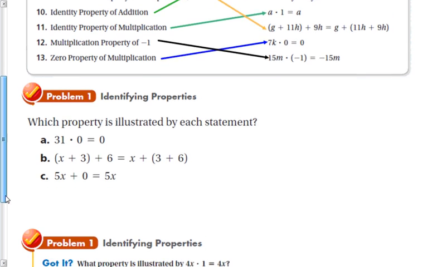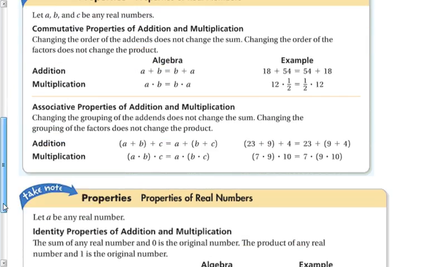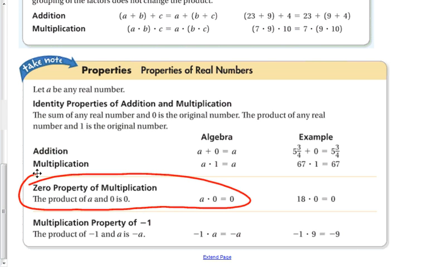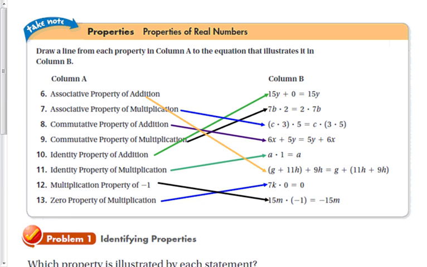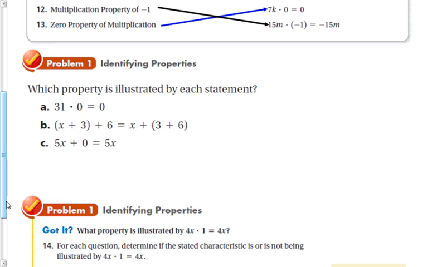And we're going to talk about these properties. It says which property is illustrated by each statement. In the first one, we're multiplying by 0 and we get 0. So if you go back to your property sheet, somewhere where you're multiplying by 0 to get 0, that would be this property right here, the 0 property of multiplication. So let's write that in, 0 property of multiplication.